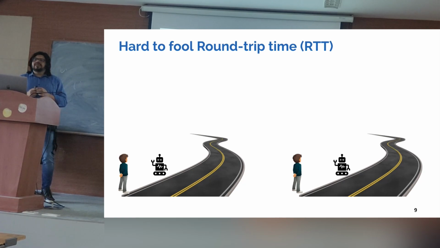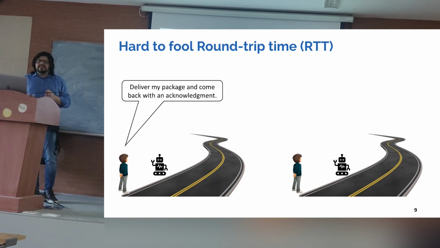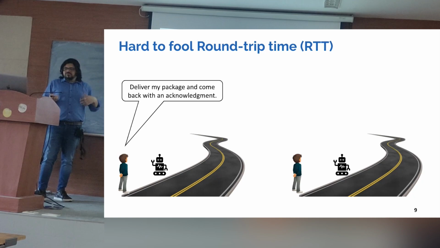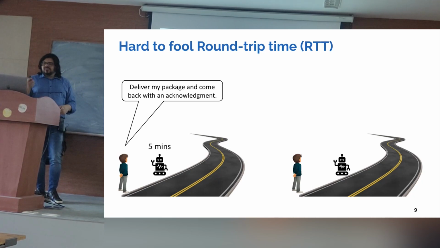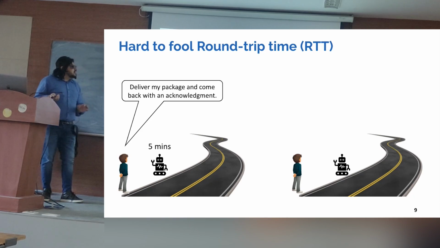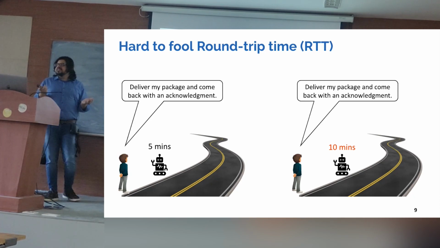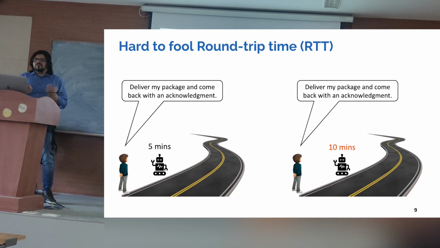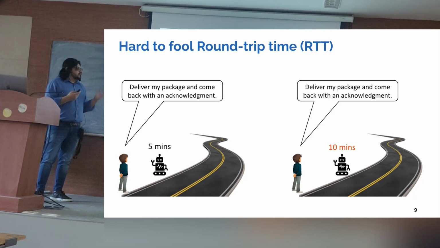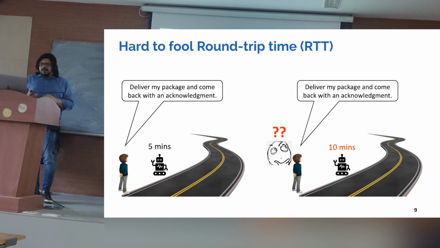But it's actually very hard to fool the round trip time. What does that mean? So let's say you send data, or in this case, you send this robot across to some destination and you say, hey, deliver my package and come back with an acknowledgement. And this guy says, no problem. I came back within 5 minutes, right? And that's what you expect, roughly. But say you give the same instruction and the robot comes back within 10 minutes and you know that it has always taken 5 minutes. Why does it take 10 minutes? So now you can have a sense of some sort of trouble happening on the way to the destination. And this is what we try to leverage in the rest of the talk. Yeah, that's the operator wondering why it took so long.